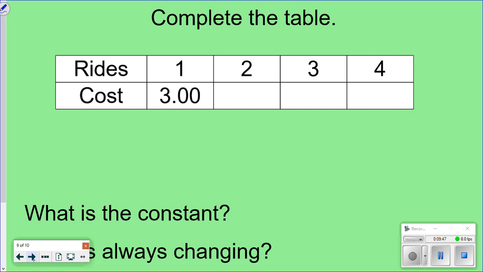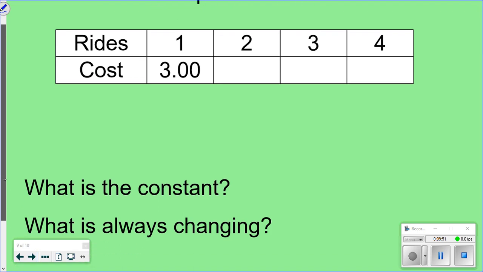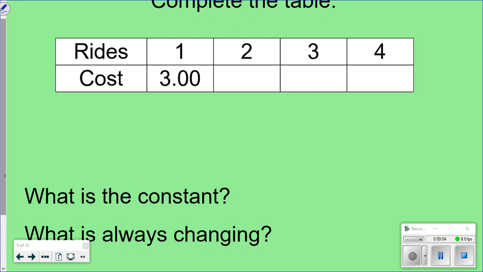Okay, so next thing we're going to do is complete the table. This is part of your homework today. This is what you'll have to do in your homework. So complete the table. For one ride, it costs $3. If one ride costs $3, it's pretty easy to figure out what 2, 3, and 4 rides cost. 2 would cost $6, 3 would cost $9, 4 would cost $12. And I know that from looking at my unit rate, remember we talked about unit rates a few days ago.